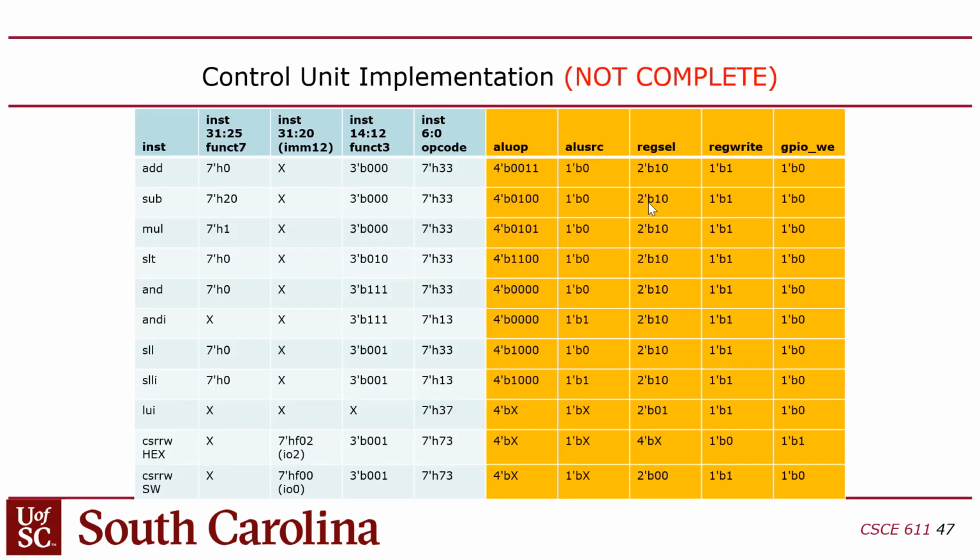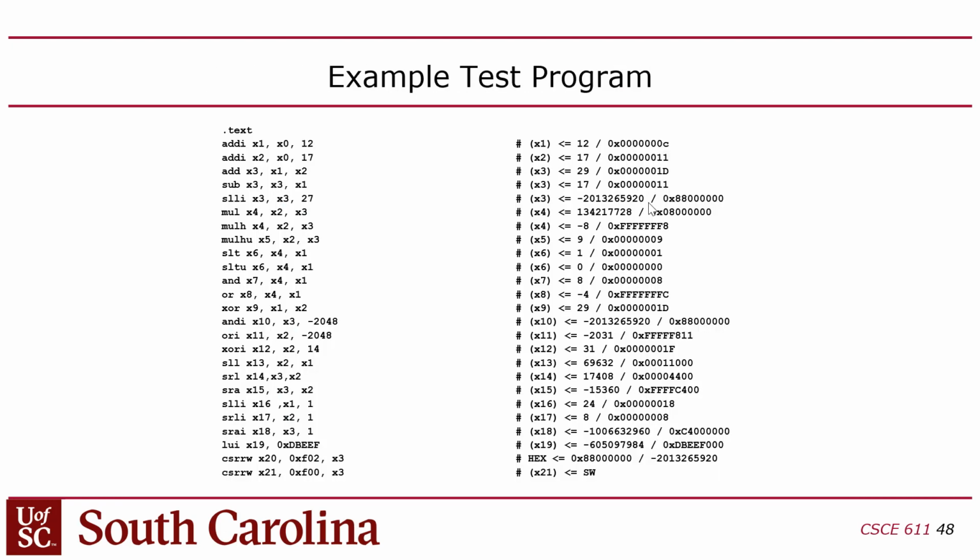Okay, and that's the whole table with all the examples. These are not all the instructions, obviously. There's only 1, 2, 3, 4, 5, 6, 7, 8, 9, 10, 11 out of the 22. So this is about half the instructions that you'll have. Okay, and then we have a test program that you can use to test your CPU. It executes each instruction at least once, some of them multiple times.